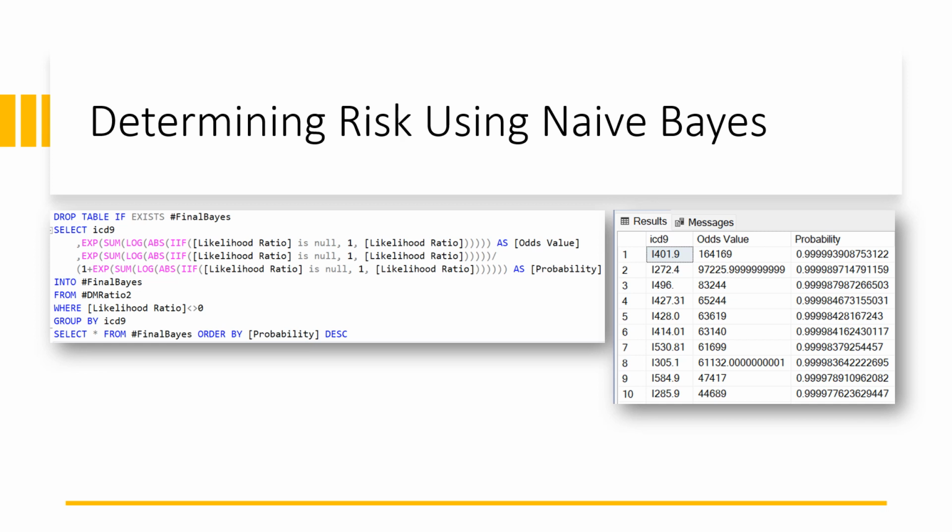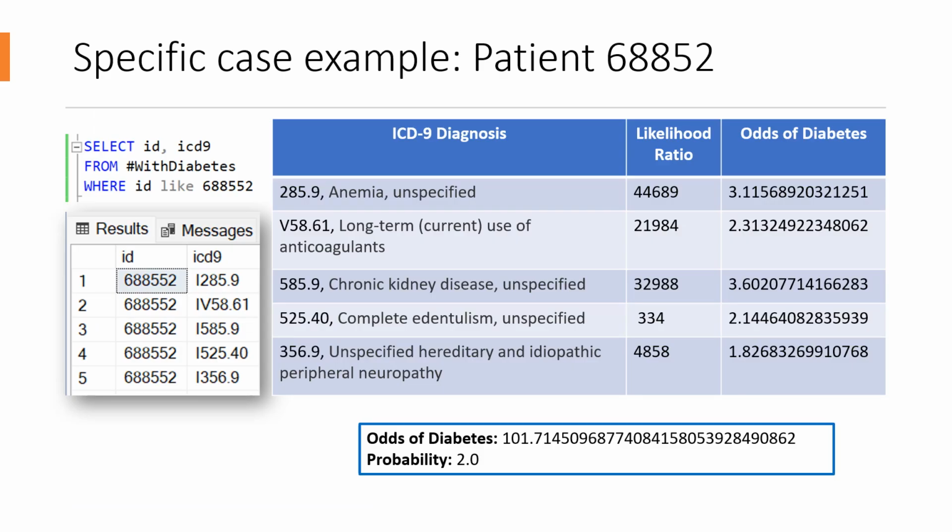Naive Bayes is used to estimate the overall risk for diabetes by leveraging aggregate data from individual diagnoses. It can provide valuable insights and reasonably accurate risk assessments. Here we have a specific case example of a patient with 5 diagnoses. Review here our corresponding likelihood ratios and calculated odds of diabetes.